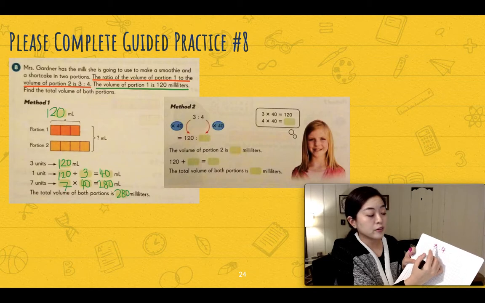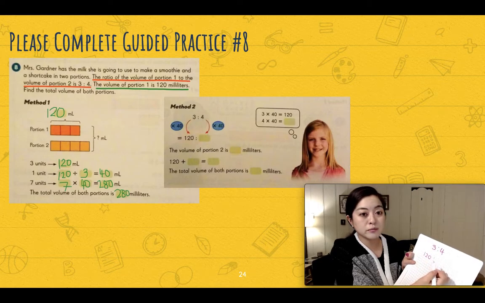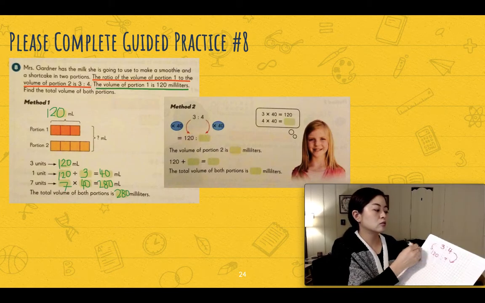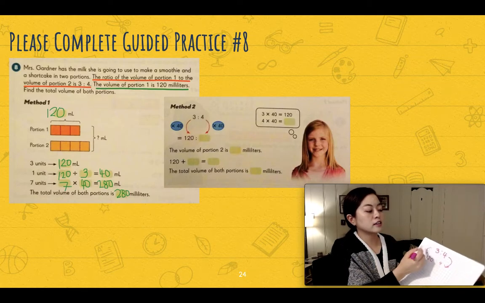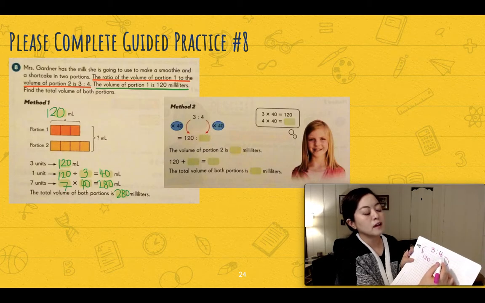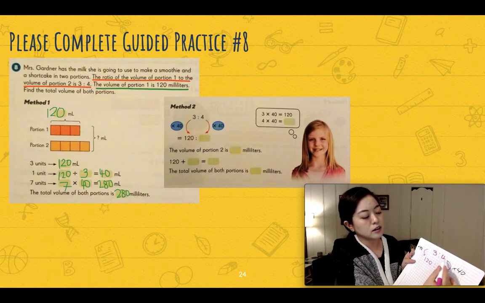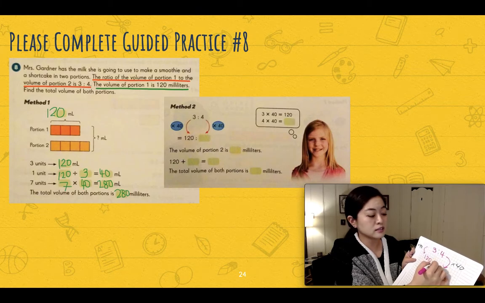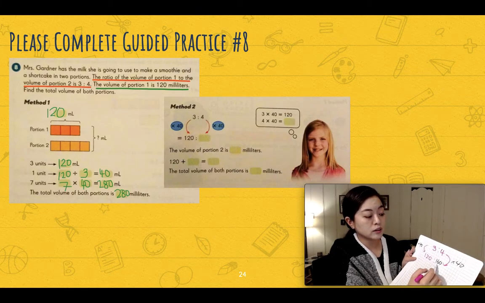And then, in portion 1, it was actually 120 milliliters, okay? But you don't know portion 2, okay? So 3 to 120, it gets bigger and you have to multiply it by 40. 3 times 40 is 120. Then you have to do the same thing here. 4 times 40 is 160, okay? So this is just for portion 2, right?